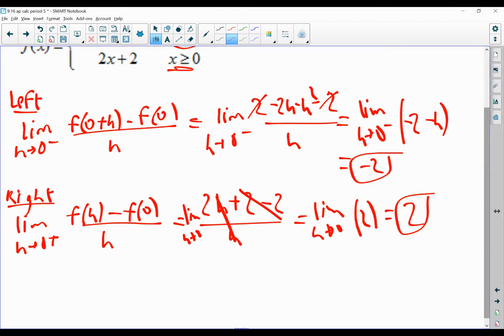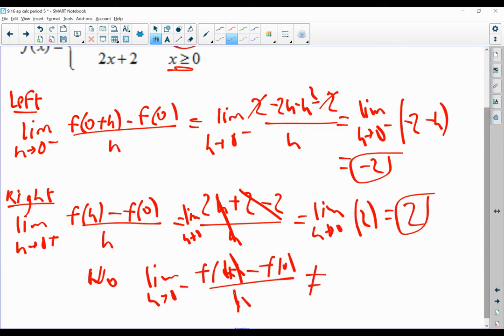So you can see the slope coming from the left at 0 is negative 2, but the slope coming from the right is 2. So the answer is no. The limit as h approaches 0 from the left of f of h minus f of 0 over h does not equal the limit as h approaches 0 from the right of f of h minus f of 0 over h.